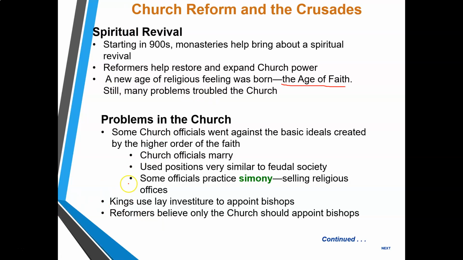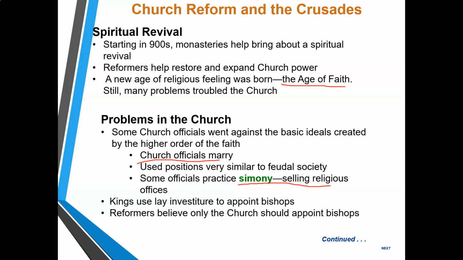We started to see church officials getting married. We started seeing how they used their positions to gain more power in feudalistic society. They were paying off people to do certain things for them. They were even selling religious offices. This is simony, is what they call it. They were doing these things that are really against what the church's message was originally, right? And that's really a problem.